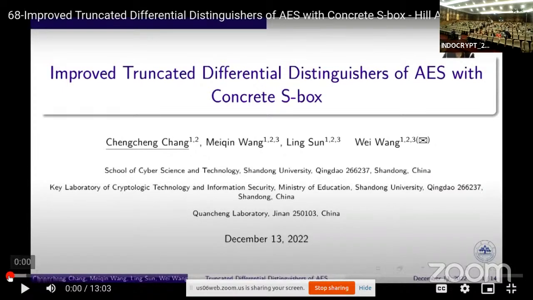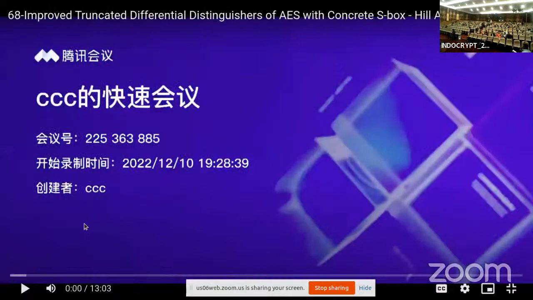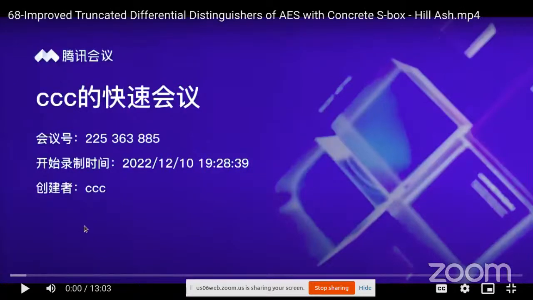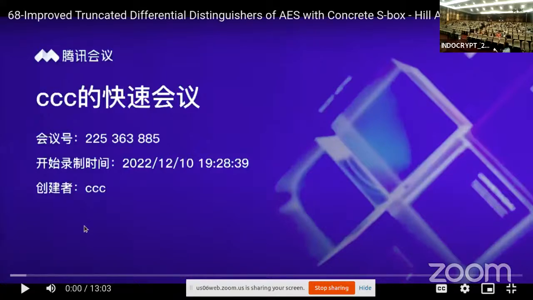And for the first one, the authors are not here. In fact, they are online, so they have sent a video. The first talk is "Improved Differential Distinguishing of AES with Complete S-box", by Chen Chan, Mutant One, Link Zone, and Poet One. Their video will be presented here.